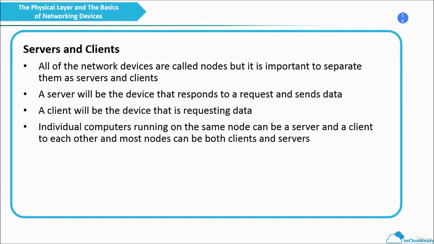Servers and clients. This may not be what you are used to when we're talking about servers and clients. All of the network devices are called nodes, but it's important to separate these nodes as servers and clients. A server is the device that responds to a request and sends data. A client will always be the device that is requesting the data. Now, individual computers running on the same node can both be a server and a client to each other, and in fact, most nodes can be both clients and servers. It's important to not confuse this.